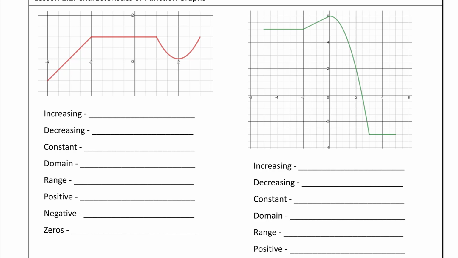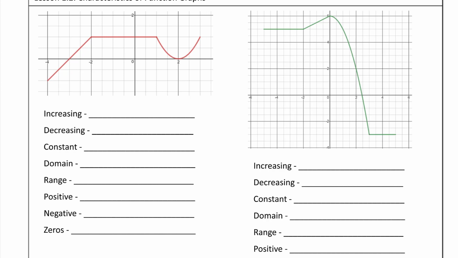We have three graphs here that we're going to look at. Where are these graphs increasing, decreasing, and constant? That's our first chunk of things. Now, you can only be one of these three things. You cannot have a graph be increasing and decreasing at the same time.